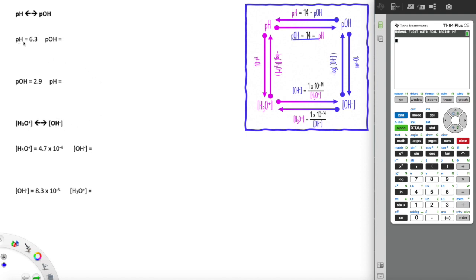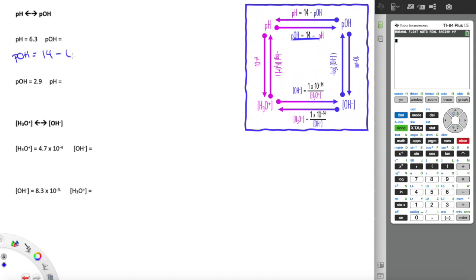We'll start with a pH equal to 6.3, and we need to determine what the pOH is going to be. So I'm looking for pOH, and whatever equation I choose is going to have to be by itself on that side of the equation. So I'm going to choose this one right here. And so my pOH is going to be equal to 14 minus the pH.